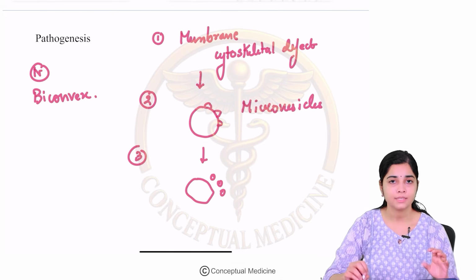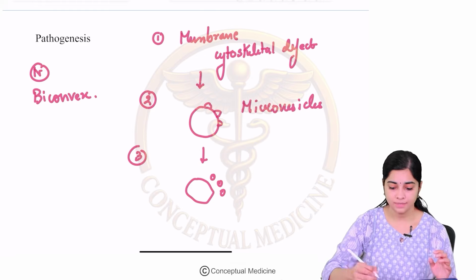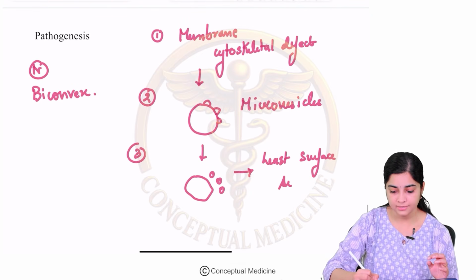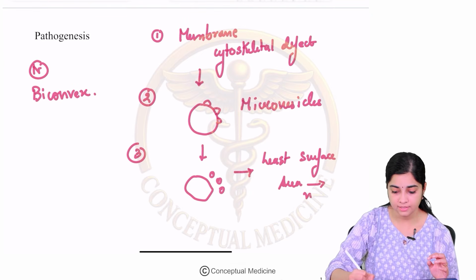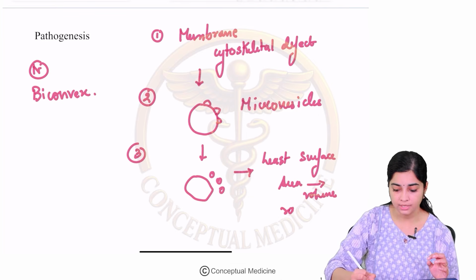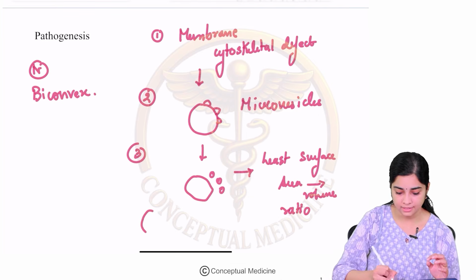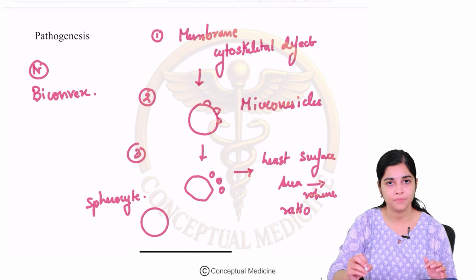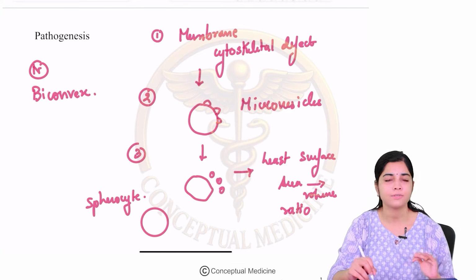Now what happens then? The RBC tries to maintain the least surface area to volume ratio, and how does it maintain that? It maintains that by forming a spherocyte. Now till here that is also fine.